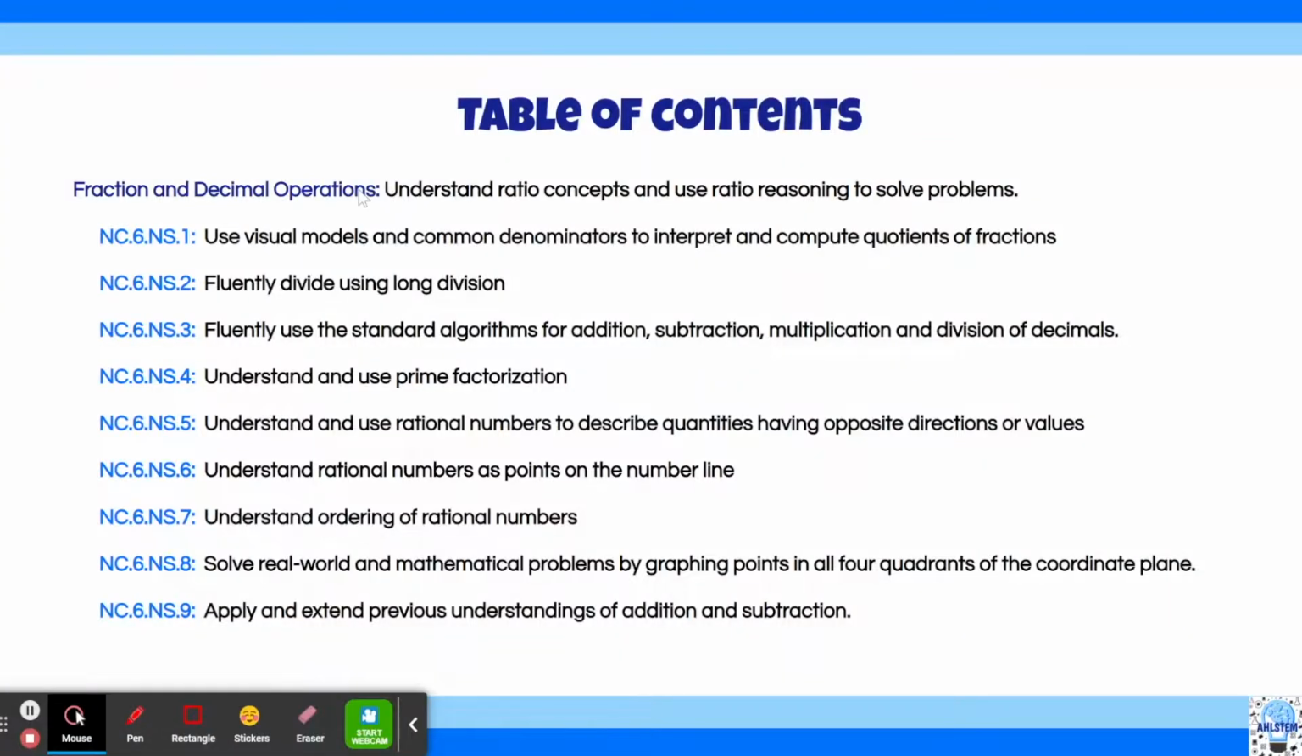All right, let's get into the first question. So here are our topics for today. We're going to use visual models and common denominators to interpret and compute quotients of fractions. We're going to fluently divide using long division, fluently use the standard algorithms for the four operations, understand prime factorization, use rational numbers to describe quantities, understand rational numbers as points on the number line, understand ordering of rational numbers, solve real-world and mathematical problems by graphing points in all four quadrants, and apply and extend understandings of previous knowledge on addition and subtraction.